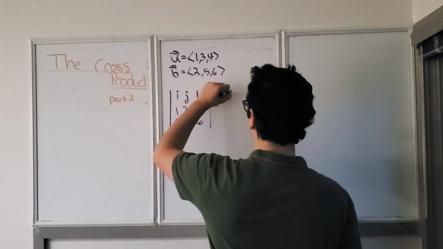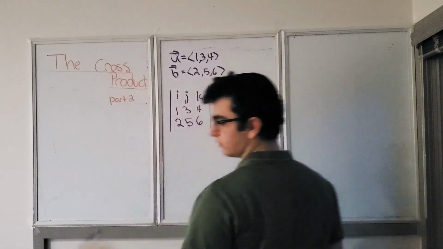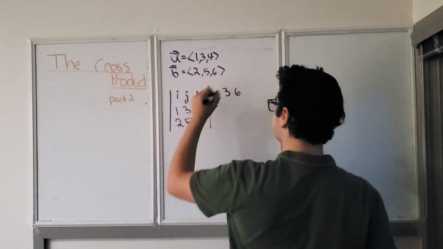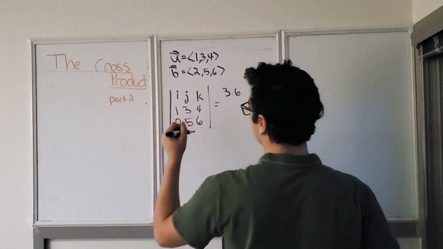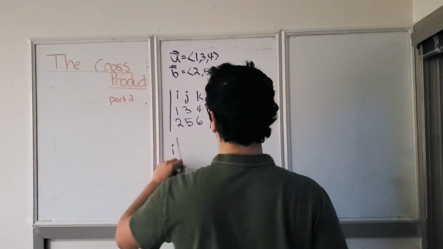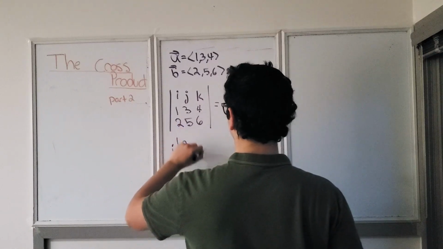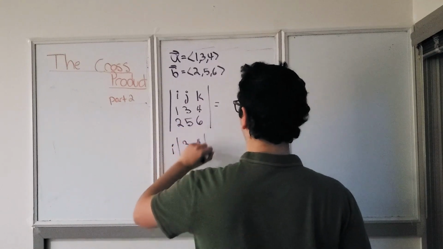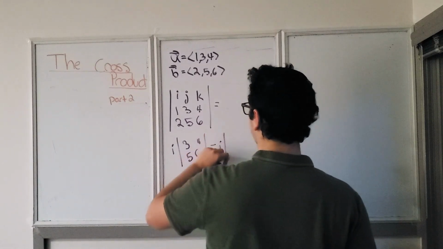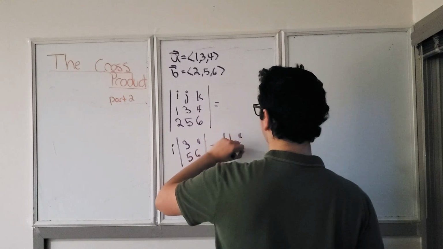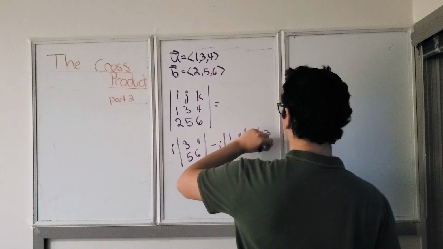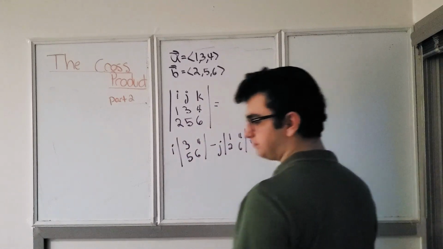And I'll get 3, 6, not 36. We get 3, 6. Oh, what am I saying? Here, let me write it over here. I'll get I times the determinant of 3, 6, 4, 5 minus, don't forget that minus there, every other alternates, J times the determinant of 1, 2, 4, 6 plus K times the determinant of 1, 3, 2, 5 over here.